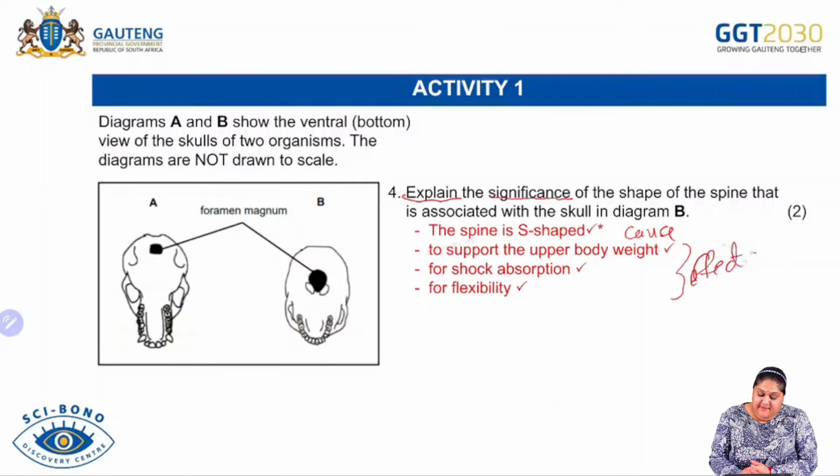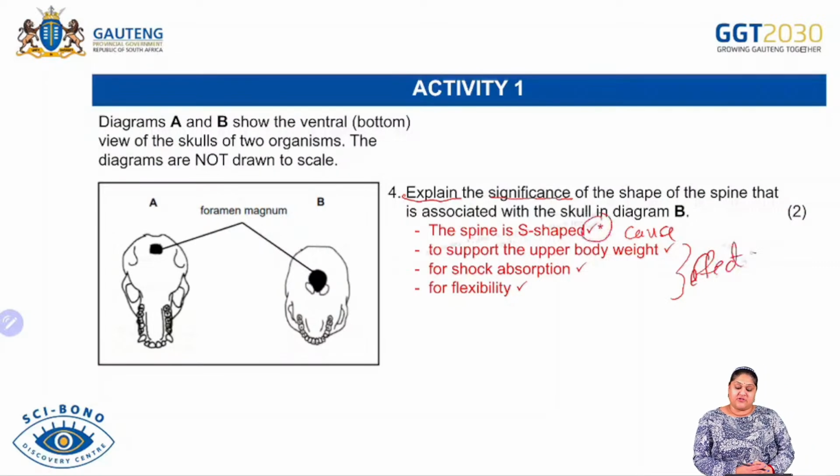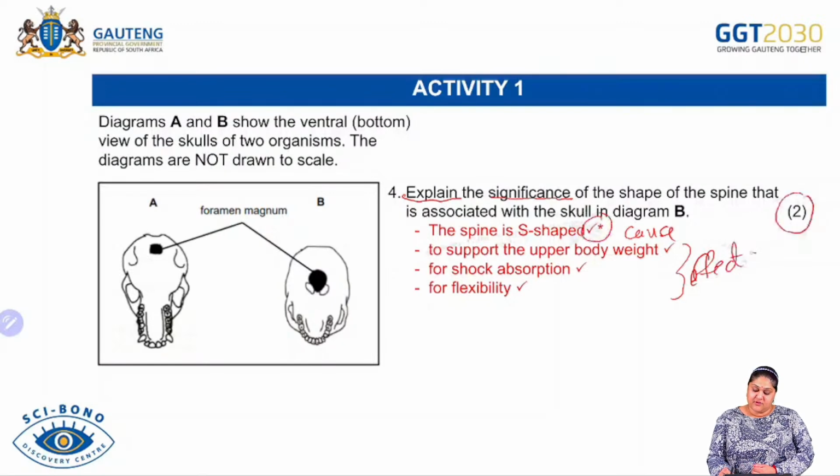Now let me tell you about this compulsory mark. That's basically for the marker to see, but it's also important for you to know because you need to answer the question. Learners are losing marks on the compulsory mark. The compulsory mark means that that mark must be there. So if the question is out of 2 and you don't have the compulsory mark, but you've got these 2 other points, you still cannot get 2. You will only get 1 because you didn't mention the S-shaped spine. You just spoke about the significance of the spine. You didn't talk about what is so special about the spine associated with diagram B.